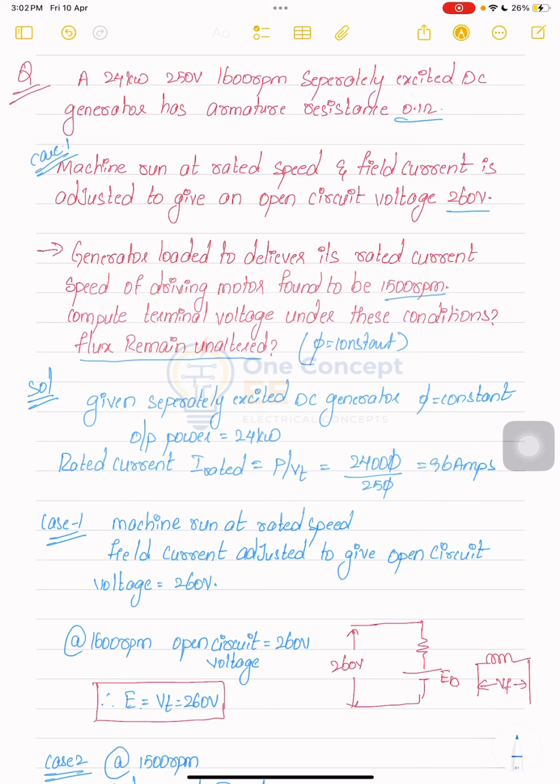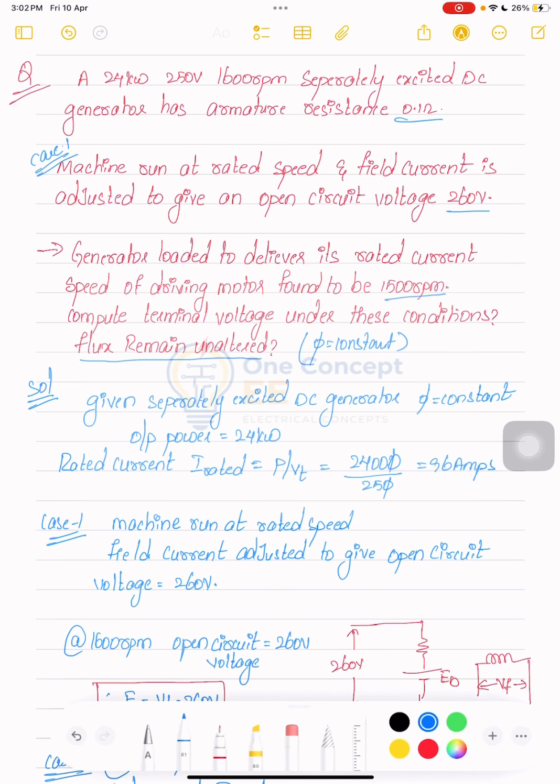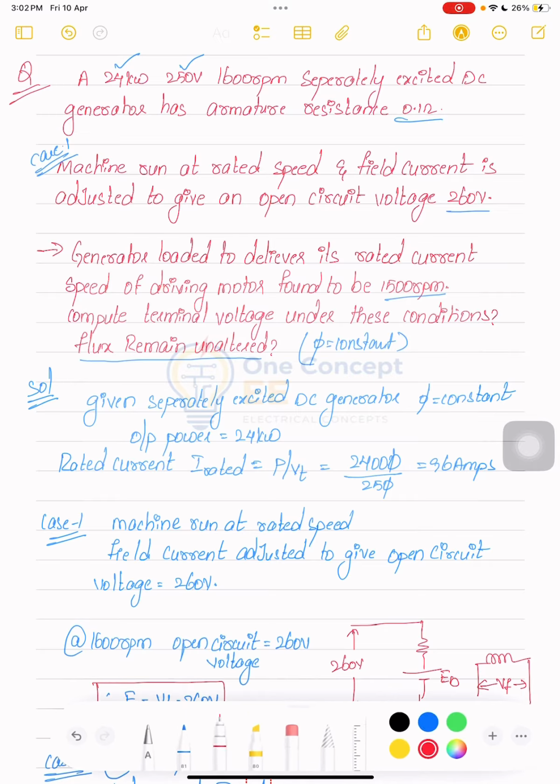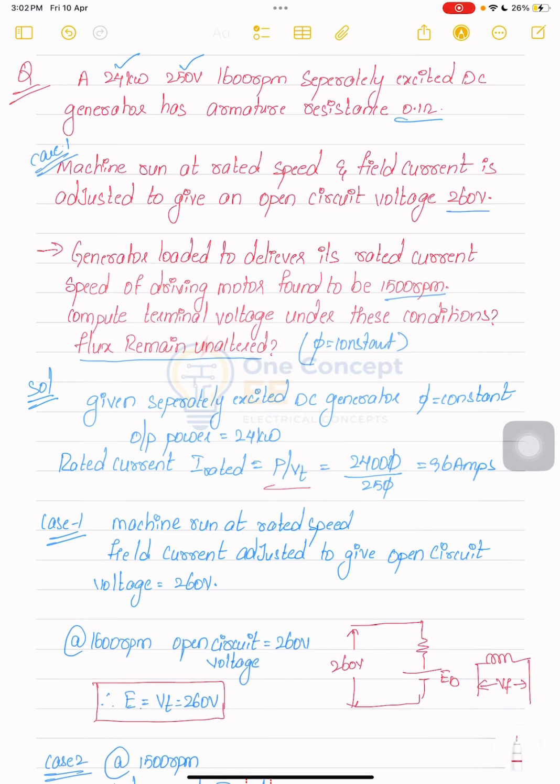Now we know that in the nameplate readings, it will be the output power and the terminal voltage, in terms of a DC generator and motor. Now we are calculating the rated current. The rated current is calculated by using this formula. Now the rated current is 96 amps.